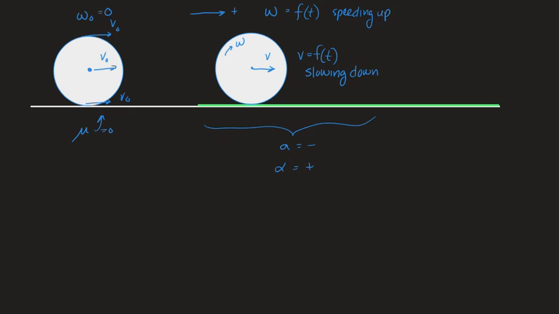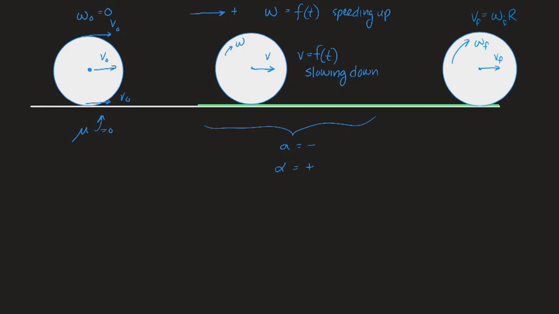Eventually, they're going to sync up. And when they sync up, someplace over here, we're going to reach that instantaneous moment when the linear velocity is linked together with the angular velocity. That's the condition for rolling. And at that point, we'll have some V final and some omega final. So we'll put that, that has to be the condition. This is the process of going from sliding to rolling.